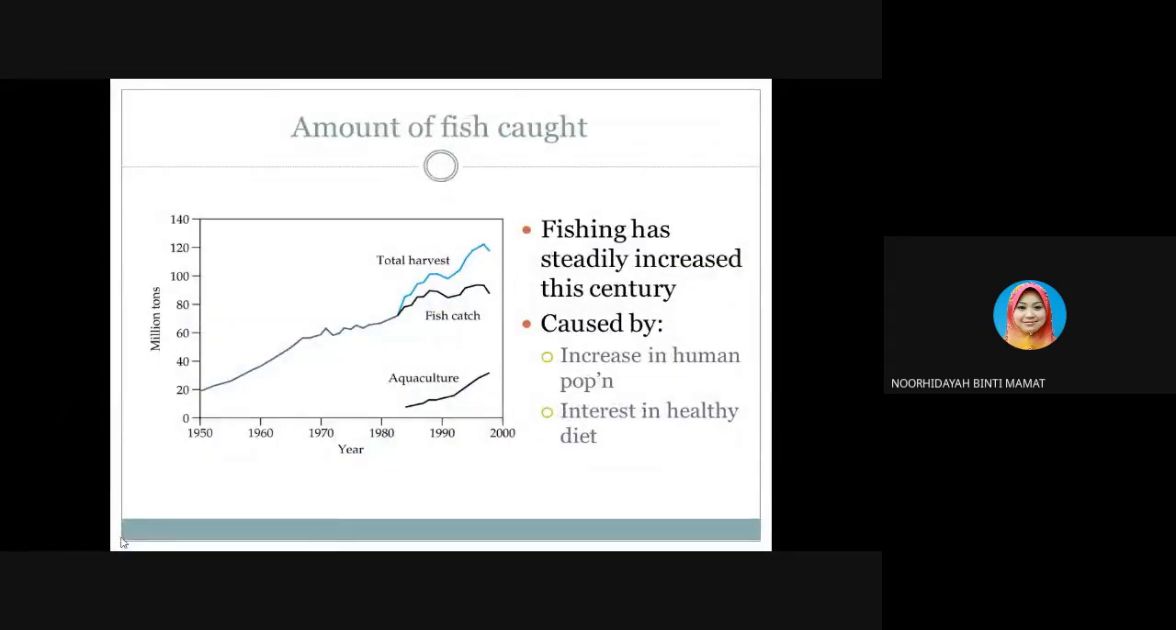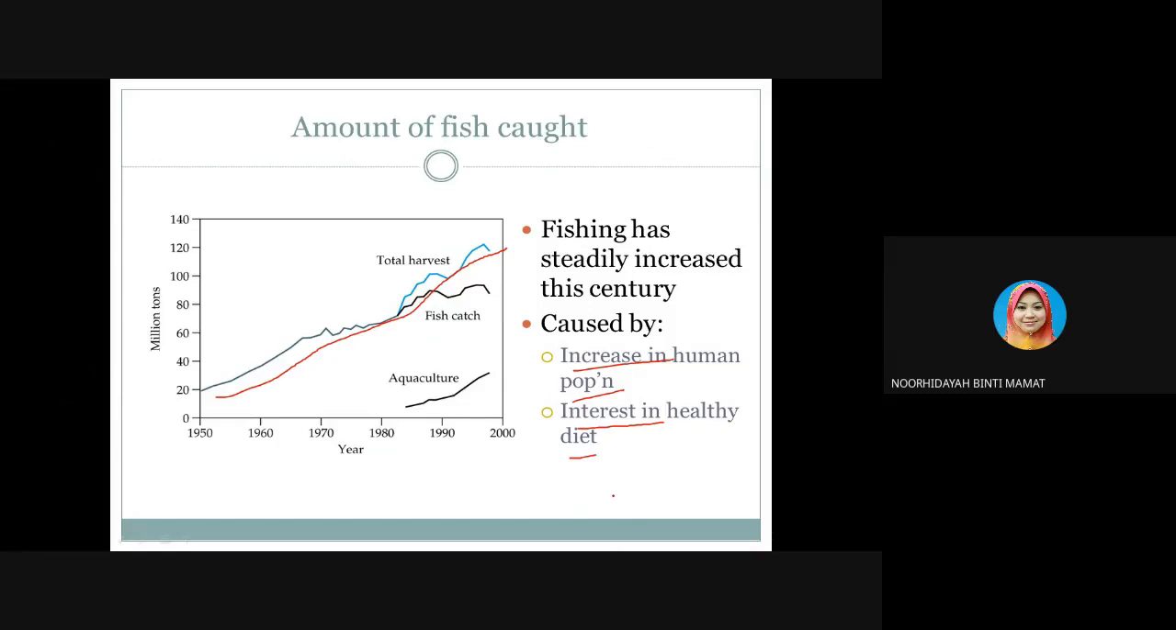The amount of fish caught has steadily increased in numbers, as you can see from this graph, from year to year. It is caused by the increasing human population and also the interest in a healthy diet, because we know that fish is filled with omega-3 fatty acids and vitamin D, and is also rich in calcium, phosphorus, and a great source of minerals.